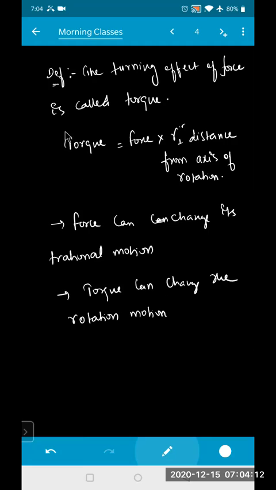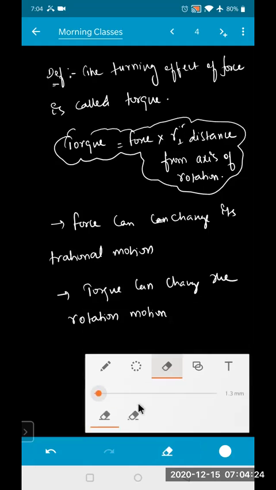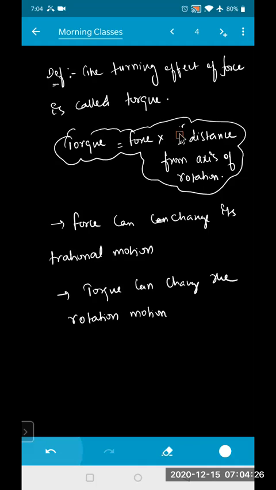So how do you define the torque? Torque is equal to force into perpendicular distance from the axis of rotation. So this one is your perpendicular distance, the perpendicular distance from the axis of rotation.